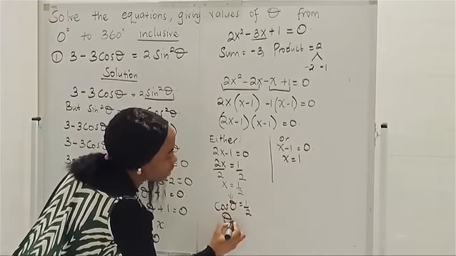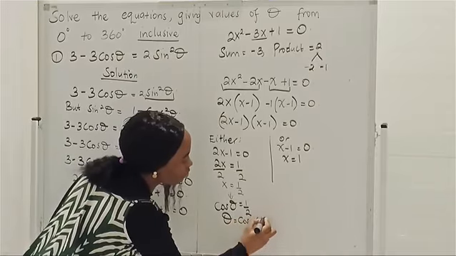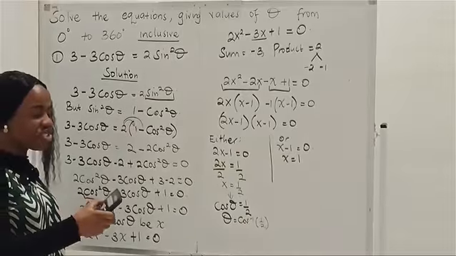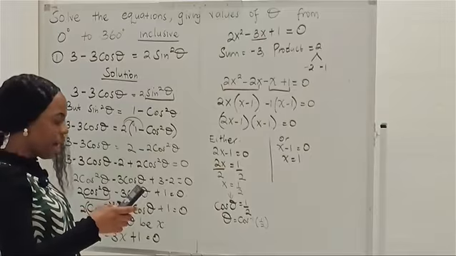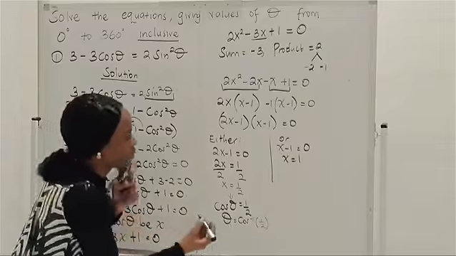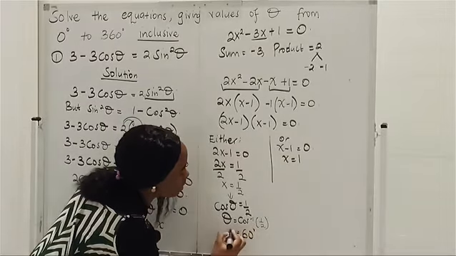So what is theta? Theta is going to be cos inverse of a half. Okay, now you get your calculator, then you press shift cos, you open brackets and you put your a half or 0.5. This one is going to give you 60. Okay, this is going to be 60 degrees, so that is my theta.